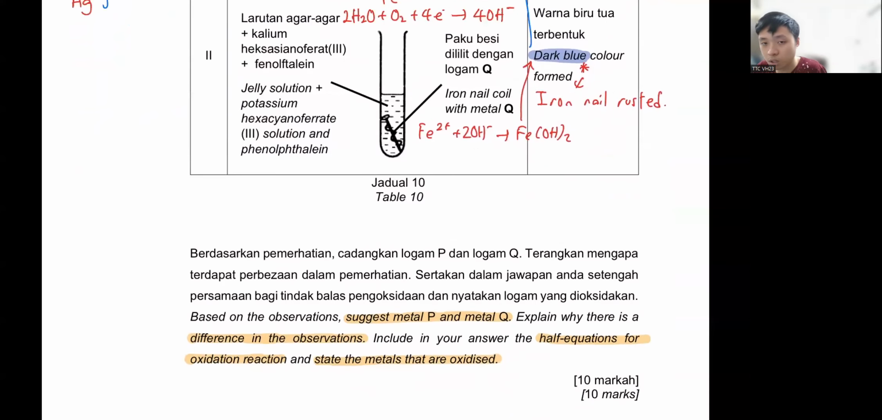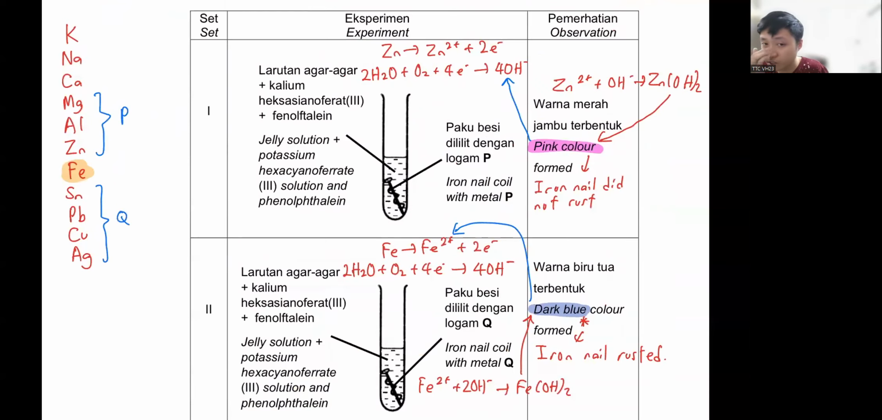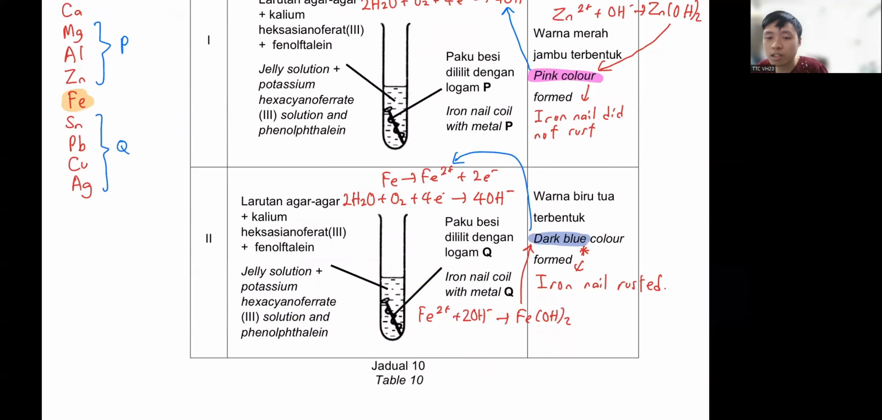Oxidation. For set 1 it is zinc. For set 2 it is iron. Then they undergo oxidation to donate out electrons.